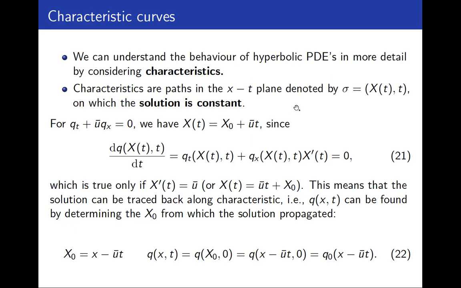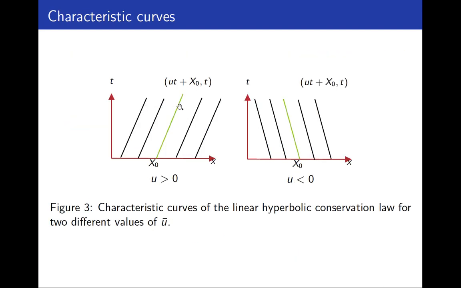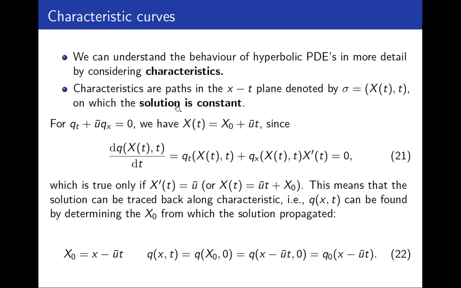And in addition, these characteristics are also important because these equations tell us that the solution can be traced back along characteristics. So for instance, let's say we might have some Q value here along this characteristic, and these characteristics are straight lines which have a slope of u bar. If I have some Q value here, I can trace back along the characteristic. So that means that Q can be found by determining the x0 from which the solution propagated.